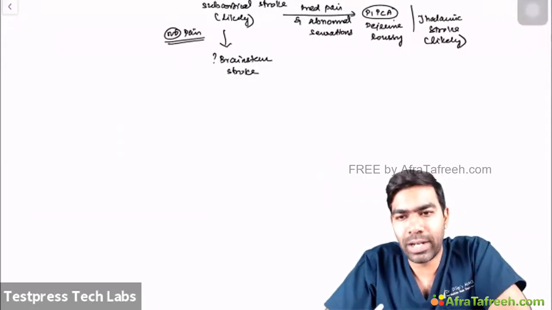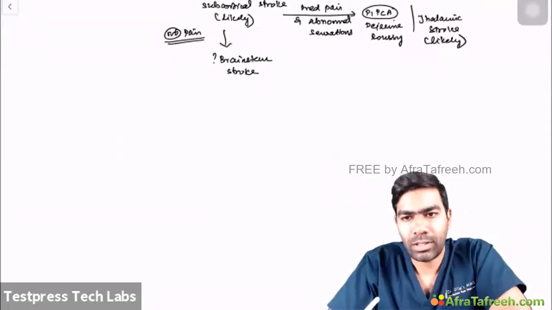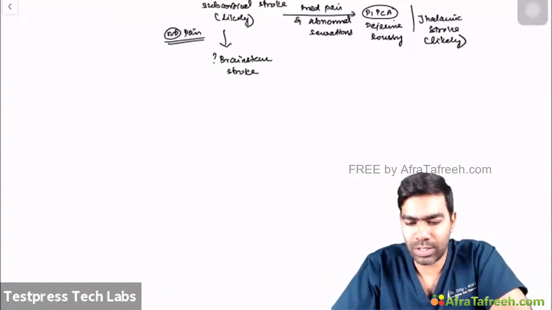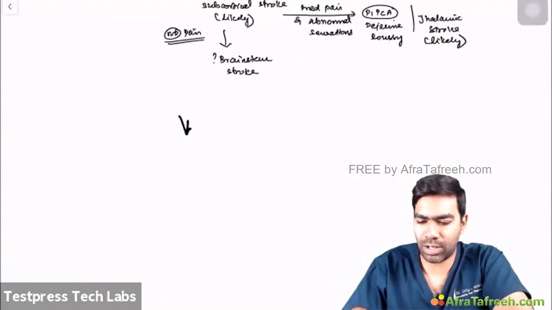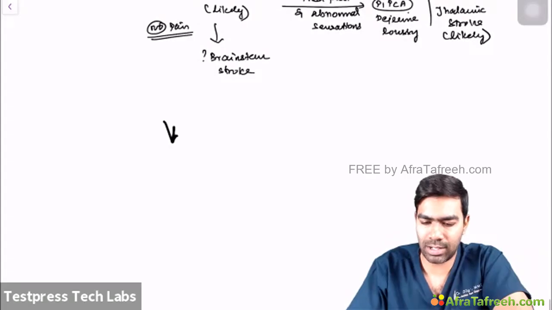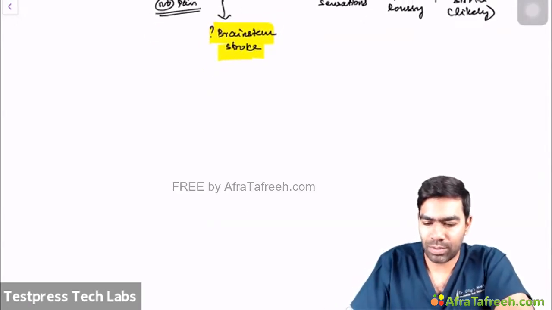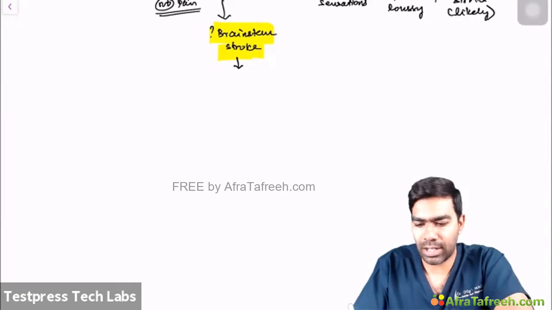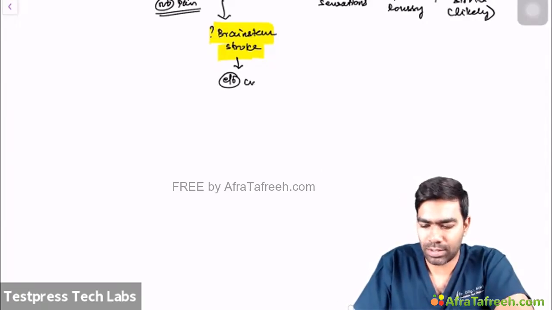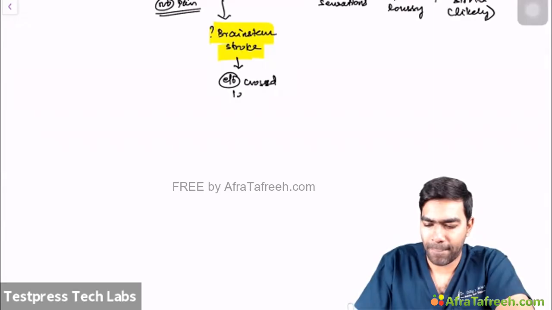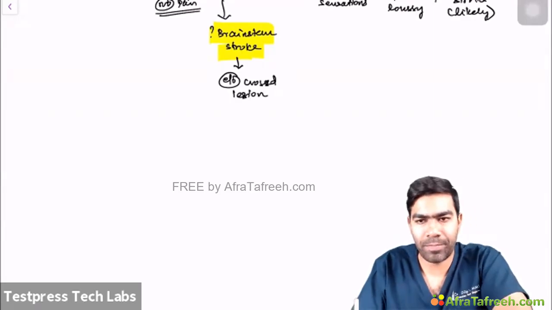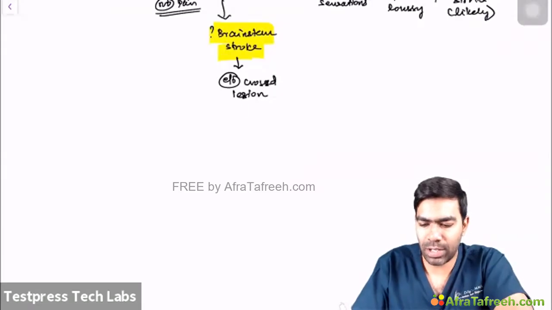So what about the brainstem stroke? As we move on to the brainstem stroke, the question we have asked is still the same. We have not attempted to answer that question: is it a brainstem stroke? That's why we're going to ask that question. Now our answer is very simple. I'm going to see whether there is any evidence of crossed deficits. Evidence of crossed deficits is there. So if yes, it is likely to be a brainstem stroke.